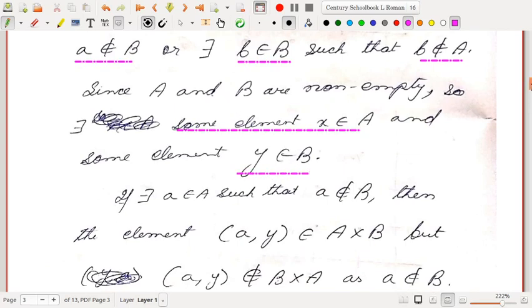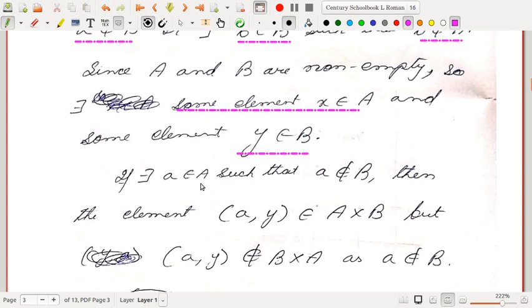We define Cartesian products for non-empty sets. So since they are non-empty, A will have some element x, that is sure, and B will have some element y, that is also sure. Now if the first case happens, that is, if there exists an a inside A such that a is not inside B, then what can you say about the ordered pair (a, y)? It will be an element inside A cross B, because y is already there and a we have got by assuming that A is not equal to B. So the element (a, y) belongs to A cross B, but the element (a, y) doesn't belong to B cross A. Why?